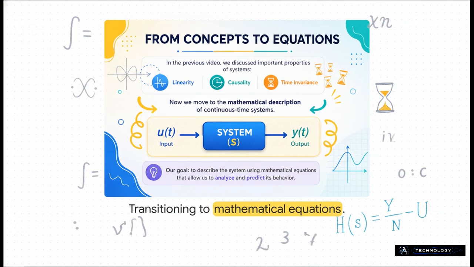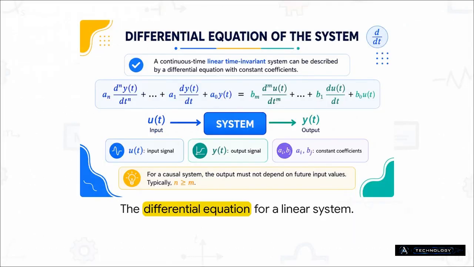So our main goal today is to mathematically describe a typical system block, let's call it S, by figuring out exactly how our input signal, u(t), morphs into our output signal, y(t). We need solid equations to actually predict how this thing behaves. So, how do we actually write that down?